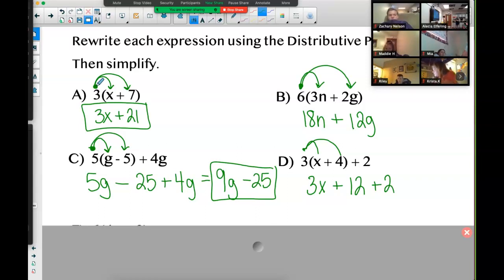Can I simplify anything? Really? Yeah. So what would we get? Perfect. 3x plus 14. So there's your answer.